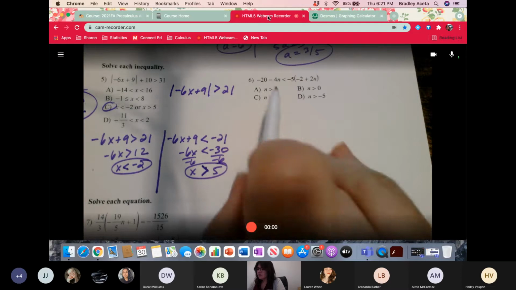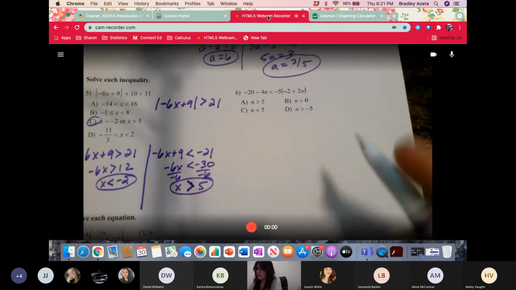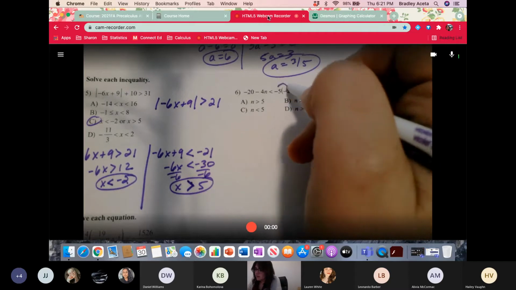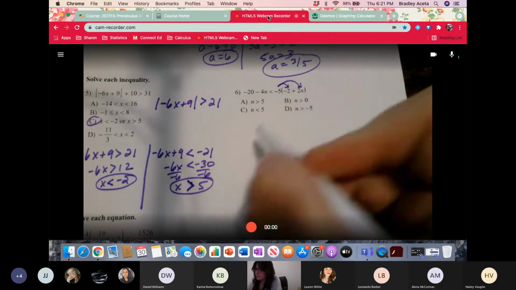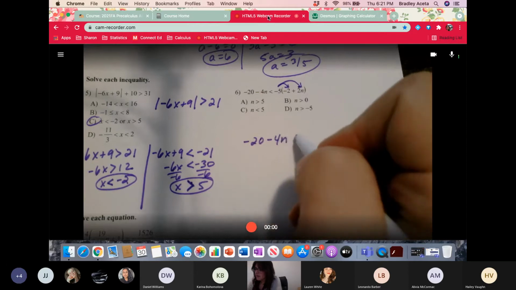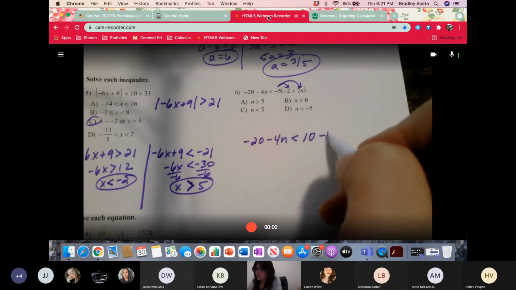Here's a question again. Some of these are just as simple as I just want to see if you can solve equations. They're very important in pre-calc. This is not absolute values. These are parentheses, so you are going to want to distribute. So negative 20 minus 4n is less than positive 10 minus 10n.